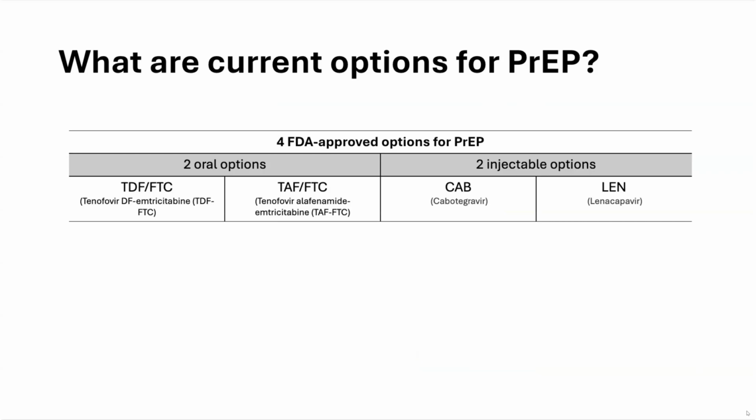And here are the names of the drugs. The oldest one that we've had is abbreviated TDF-FTC, or tenofovir disoproxil fumarate emtricitabine. The next oral option is called TAF-FTC, or tenofovir alafenamide emtricitabine. Our next injectable option is CAB, or cabotegravir. And then the final option, the newest one, is LEN, or lenacapavir. Next slide, please.